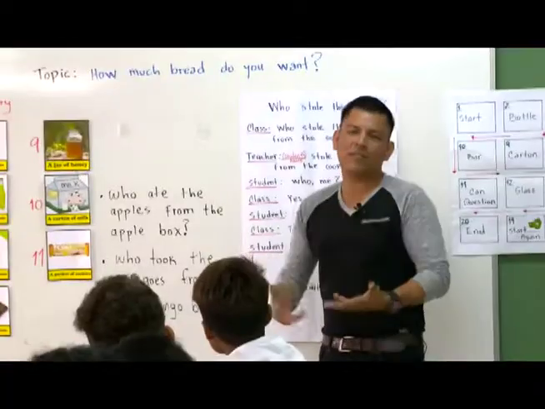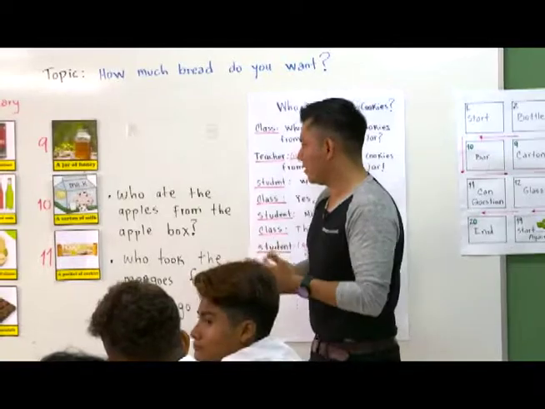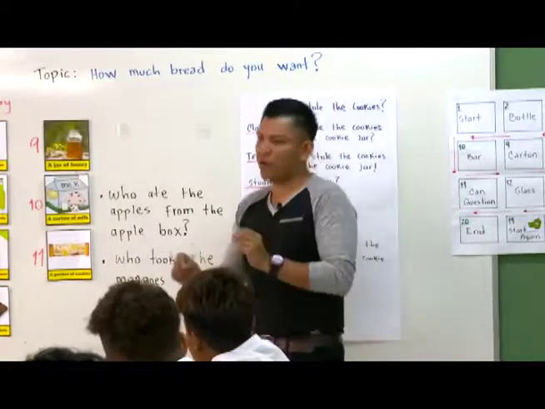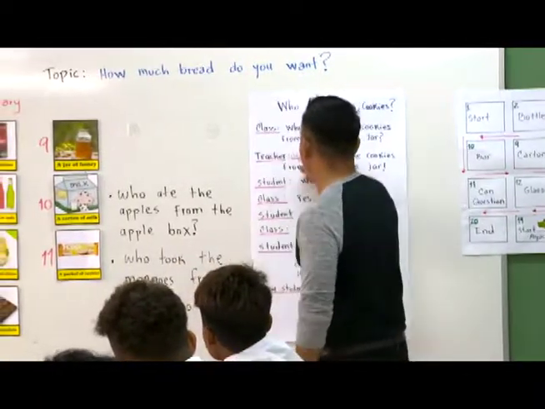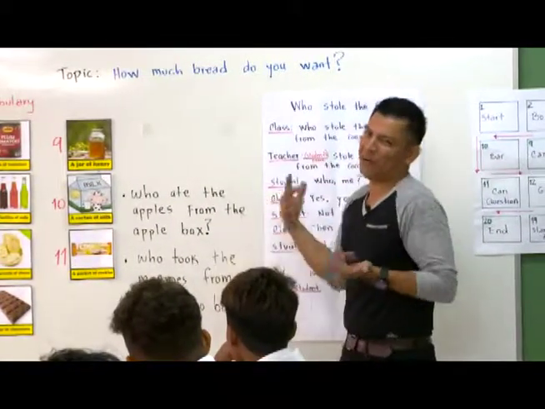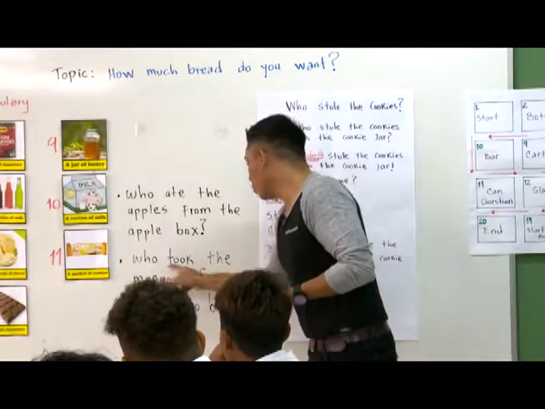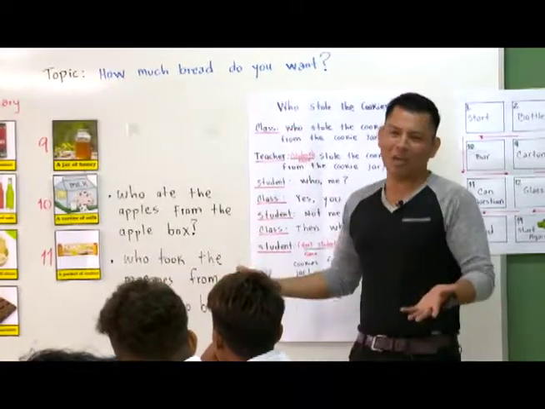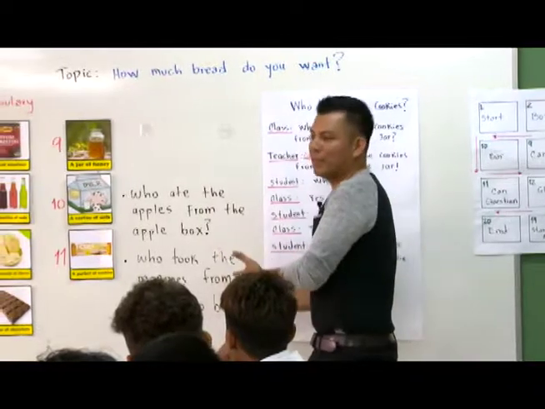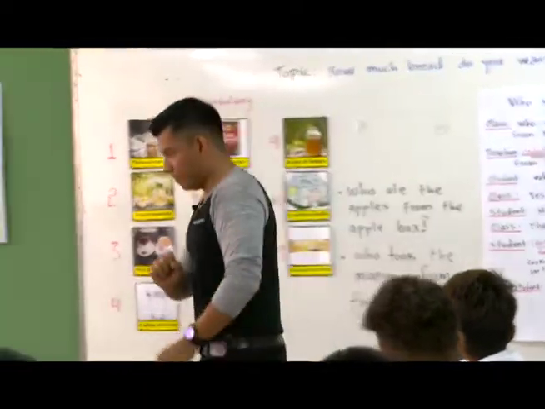So we can practice with this song. Maybe later we're going to be practicing a little bit more. Or you can practice in your house with different expressions like, who ate the apples from the apple box, for example. Or also we can say, who took the mangoes from the mango box? Okay, they are possibilities. All right, now we're going to write the homework, okay?